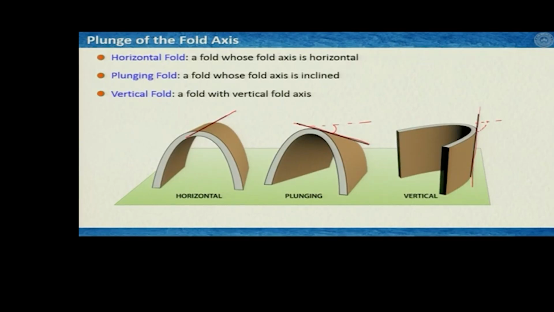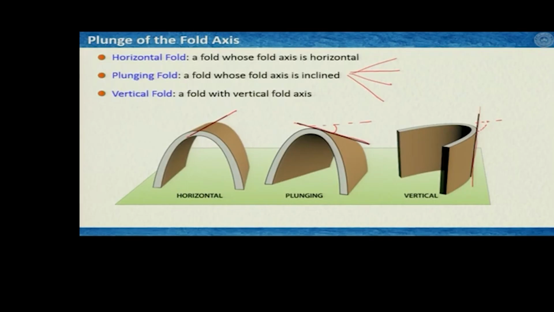In some textbooks, these plunging folds are also classified in many different categories based on 0 to 10, 10 to 20, and so on. So, highly plunging, moderately plunging, gently plunging, and so on. We are not going into that part, but anything in between horizontal and vertical is plunging fold.